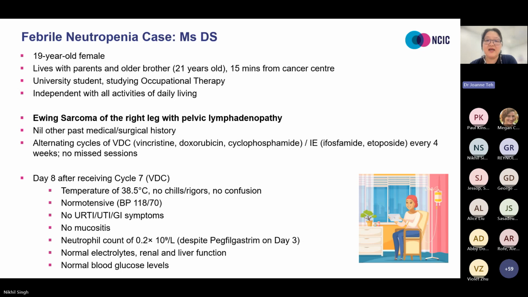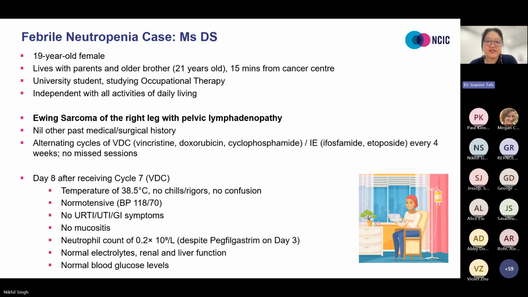So this is Ms. DS, who's a 19-year-old female who lives with her family and is close to the local cancer centre and to the emergency department. She is a university student and ECOG 0, independent with all activities of daily living. Unfortunately, she has a diagnosis of Ewing sarcoma of her right leg, and is receiving monthly cycles that alternate between vincristine, doxorubicin, cyclophosphamide, and ifosfamide and etoposide.